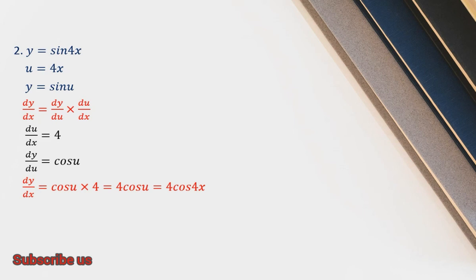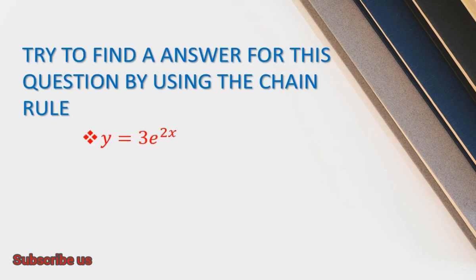So dy over du equals 4u cubed, then dy over dx equals 4u cubed times du over dx, where u is the expression in x. As the final answer, we can get the result. Try to find answers for these questions by using the chain rule without basic theory. Only use the chain rule.